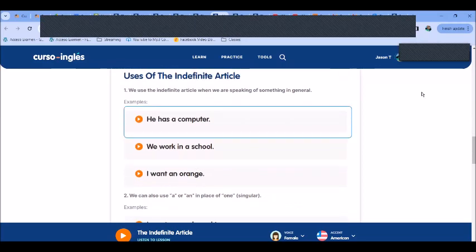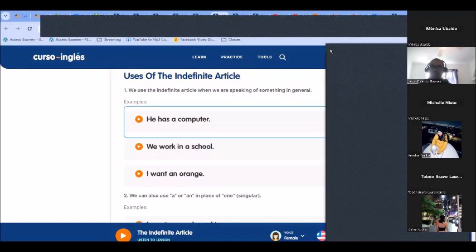Let's look at the rules. Laura, number one. We use the indefinite article when we are speaking of something in general. He has a computer. He works in a school. I want an orange. Good.